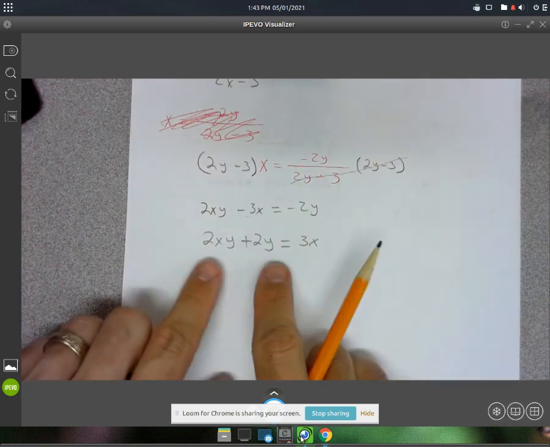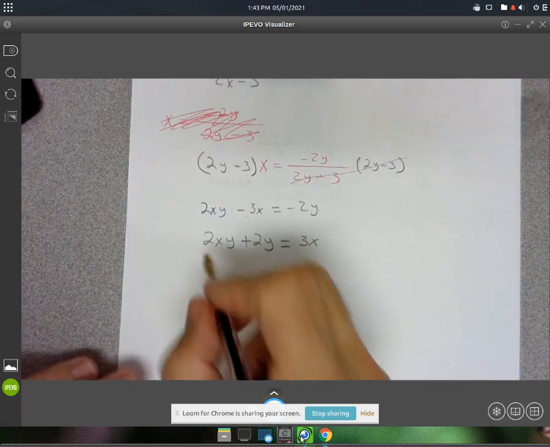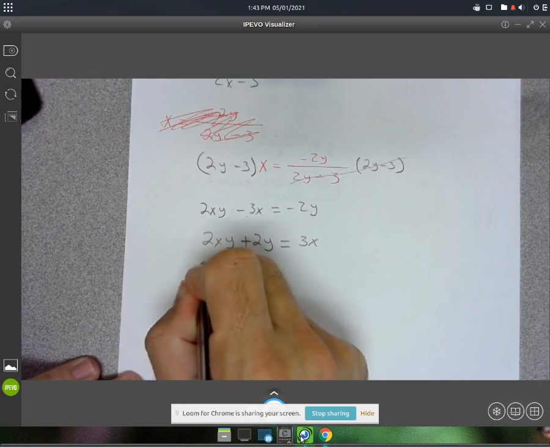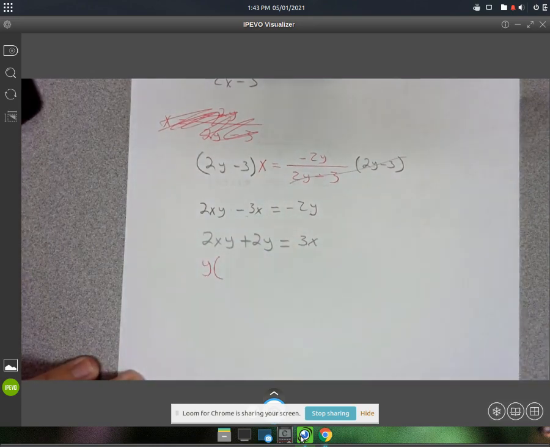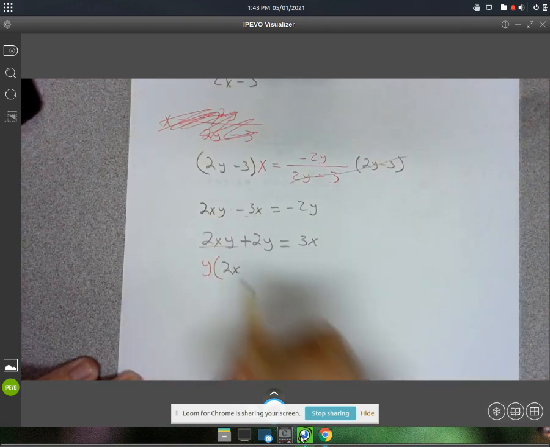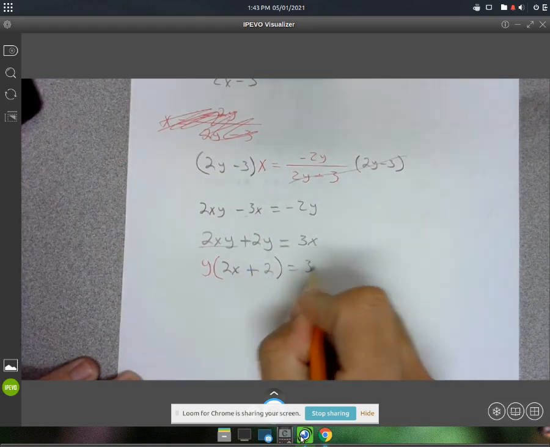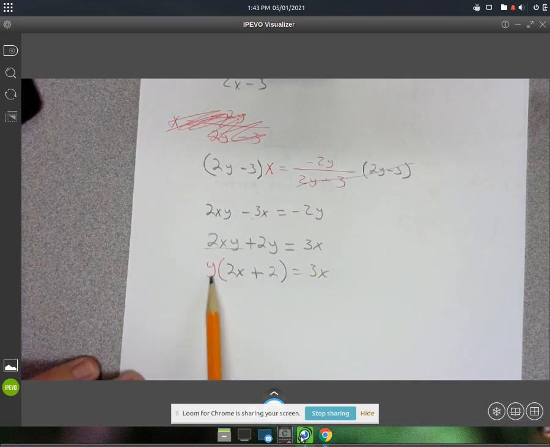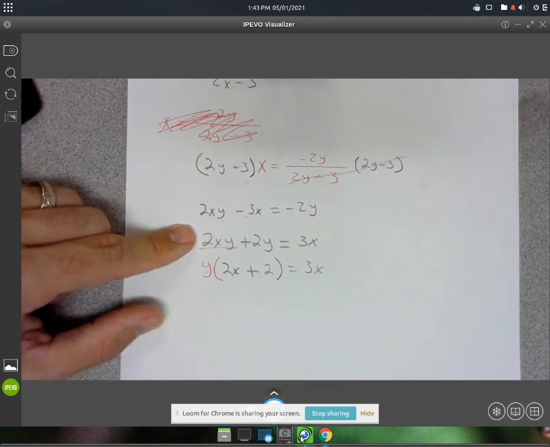The way that you get the y by itself here, because both terms have a y, is you're going to factor out a y. This first term is going to become a 2x, and then the second term is going to become a 2. Hopefully you see that if you distributed the y back in, you would get right back to where you came from. That's the idea.